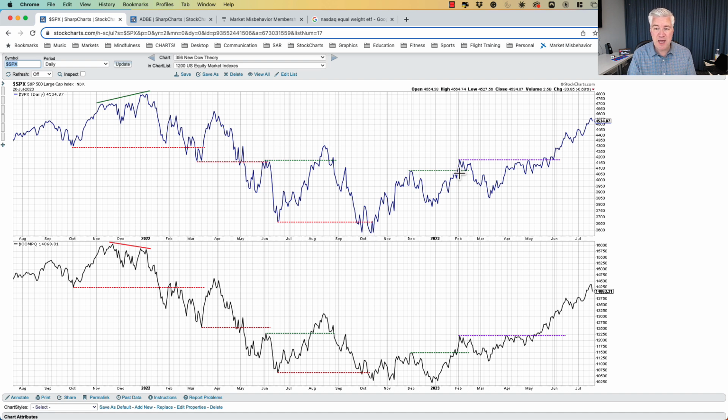It's interesting, you actually had the first Dow Theory buy signal back here in early February when both the S&P and the Nasdaq made it above their highs from the end of November, early December, for that Thanksgiving period.